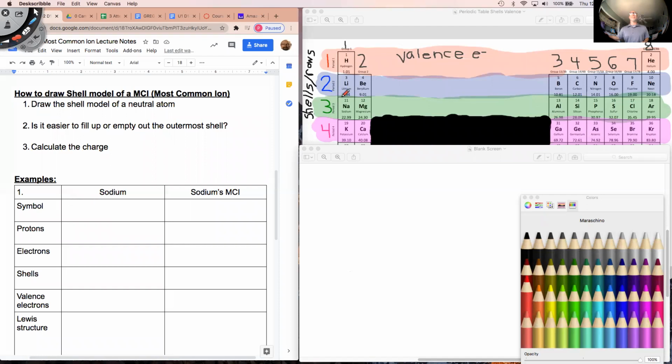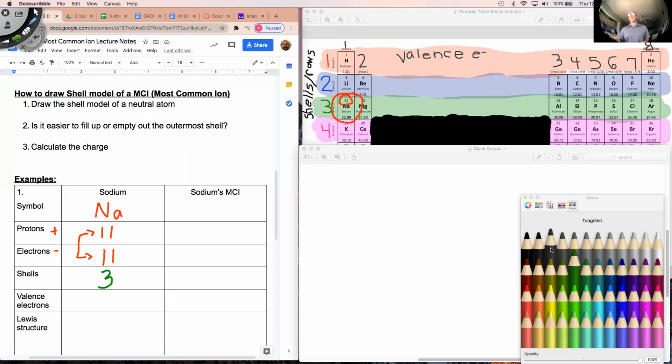What's the symbol for sodium? Well, here's sodium right here. So the symbol for sodium is going to be Na. How many protons does sodium have? Sodium has 11 protons. How many electrons does sodium have? Well, remember, the number of protons and electrons in a neutral atom is the same. Those cancel out. How many shells does sodium have? 1, 2, 3 shells. I'll put that one in green for you, so you can be like, oh yeah, it is on the 3rd shell.